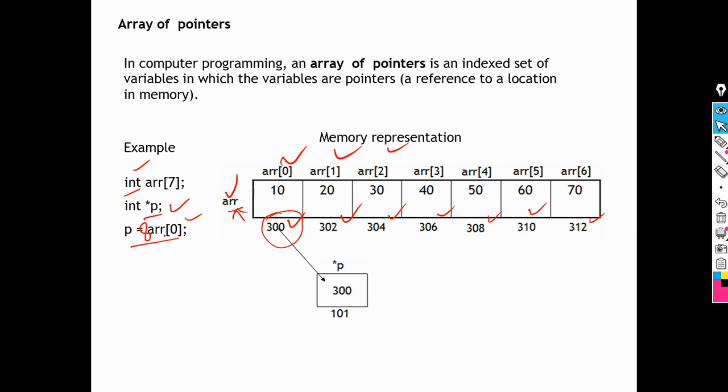Fine. So if I say ampersand array of 0 or p is equal to ARR, the base address of this array will be placed into p. So p is now pointing to this entire array, and with the help of this p also I can access the entire array.